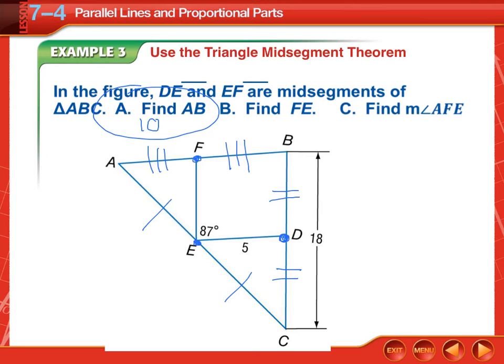Find FE. FE is a mid-segment. It's going to be half the length of the line it's parallel to. The line it's parallel to is 18 units long, so this is going to be half that, or 9. Half of 18. And finally, find the angle AFE.